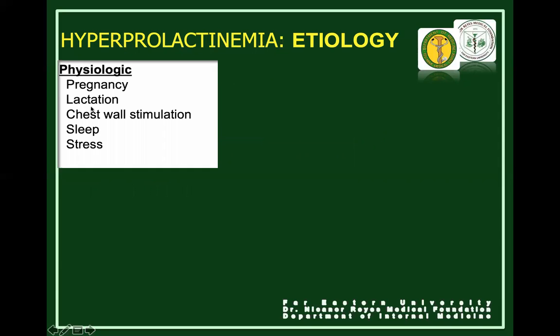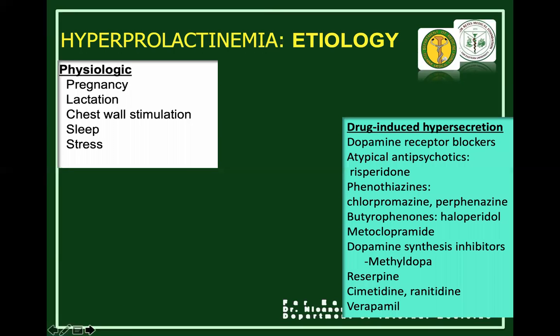Earlier, we mentioned pregnancy and lactation. Chest wall stimulation is also causing hyperprolactinemia, sleep, and stress. Okay, so if you're stressed, this can increase. That's why if we want to check the prolactin, it should be a fasting level. And for chest wall stimulation, we sometimes tell them to abstain from any sexual encounter before having a prolactin level checked. Okay, drugs are very important as a cause of hyperprolactinemia, and it can be because of the dopamine receptor blockers.